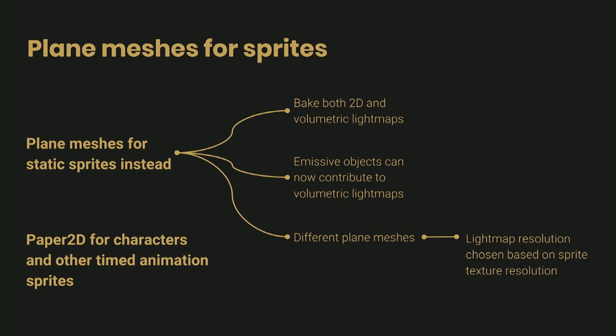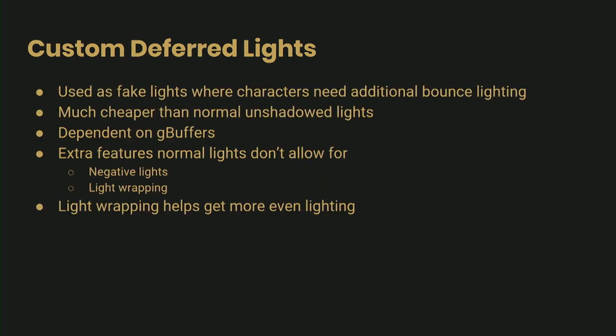But then that would start slowing down performance because of overdraw. So instead, we have a few different elongated plane meshes with different light map UVs. And that allows us to have more consistent light maps throughout the game. The issue now is we still need to use Paper2D for our sprites so we can support character animations properly. So if we had them running around this completely baked scene, then they would look out of place if they weren't fully affected by the static lighting around them.